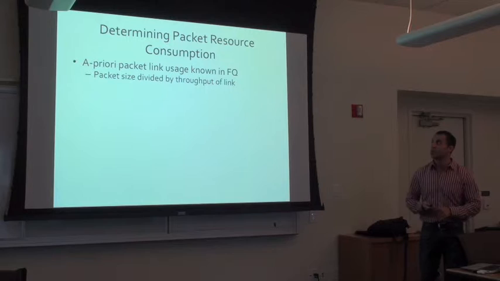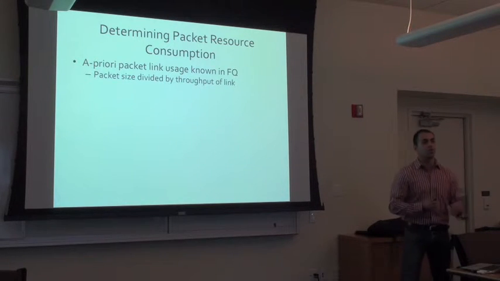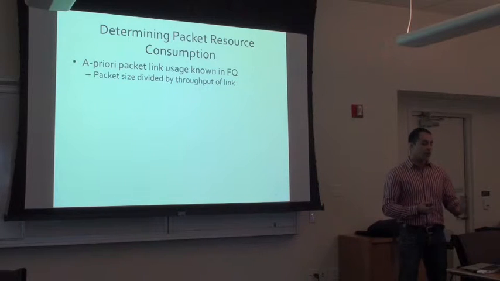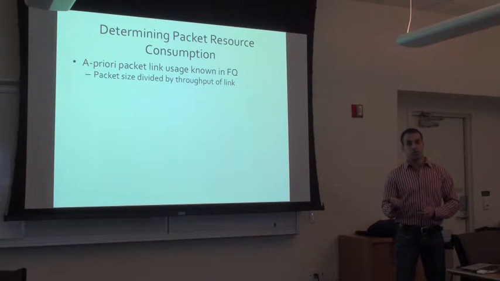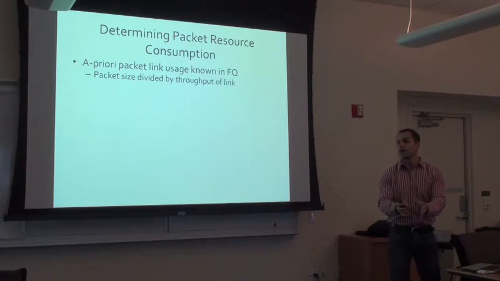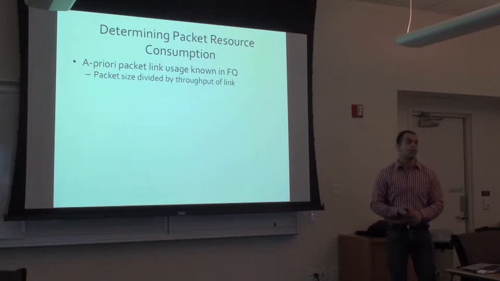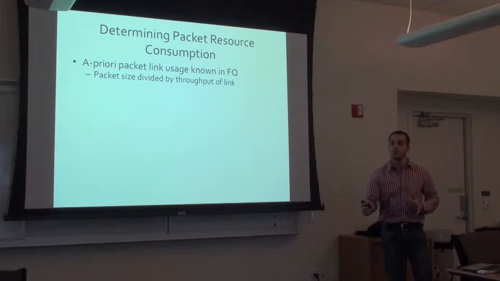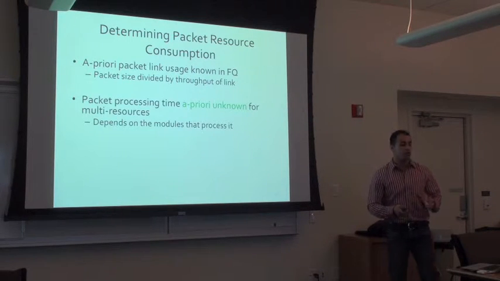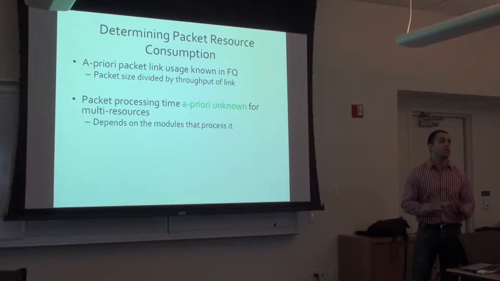The first thing that you bump into is that when you were doing fair queuing in the past, you always could determine a priori the packet link usage. So you would know how much bandwidth the packet would use as soon as it comes in. And the way you do it, you know the packet size, you can just divide it by the throughput of the link, so you know how much it's going to use. In the multi-resource setting, we can't do that. So a priori, it's unknown how much a packet will consume of the different resources.